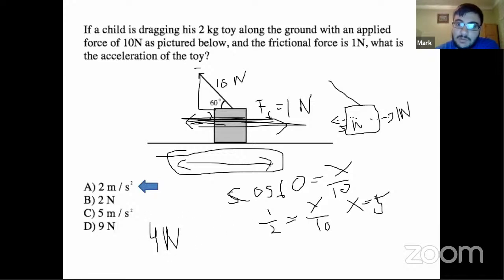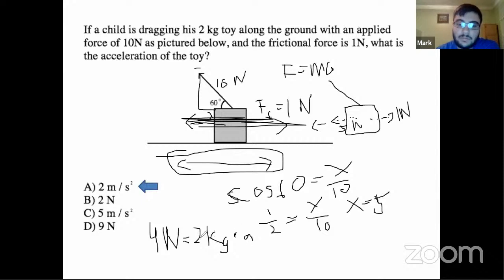At the F net, the net force in the x direction is 4 newtons to the left. So we can now use the formula F equals ma, Newton's second law, to find out what the acceleration is, because we know what the force is, it's 4 newtons. We know what the mass is. They told us in the problem it's 2 kilograms. The only unknown is now acceleration, which we're trying to find.